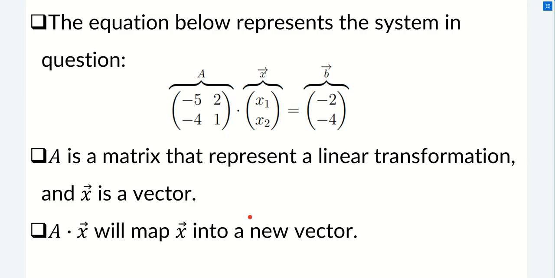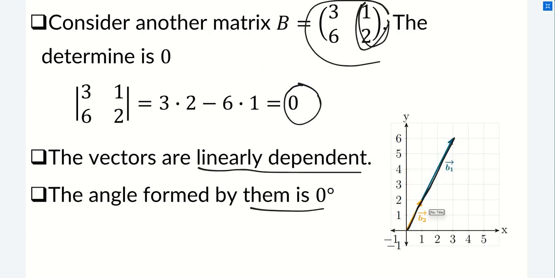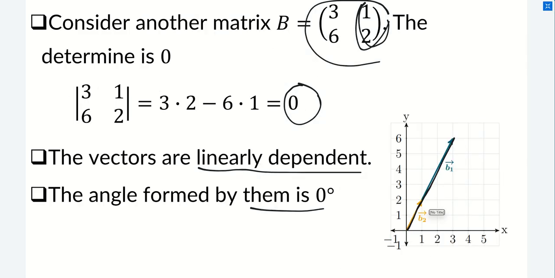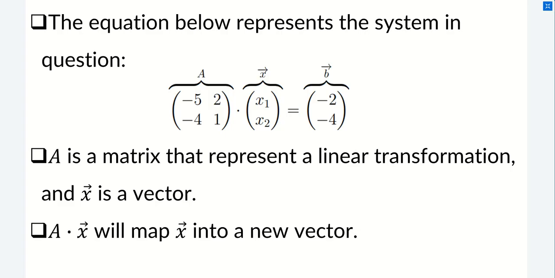Now let's take this equation. We have this equation, which is the one that we calculated, and we realized that we can solve this equation. Why? Because the determinant is not equal to 0. Okay, so let's look at this.